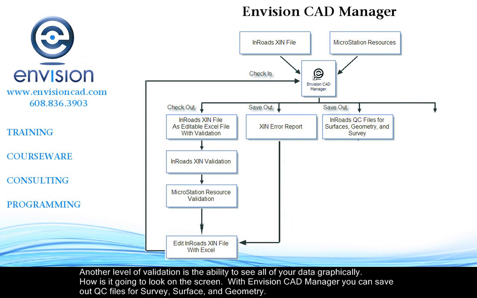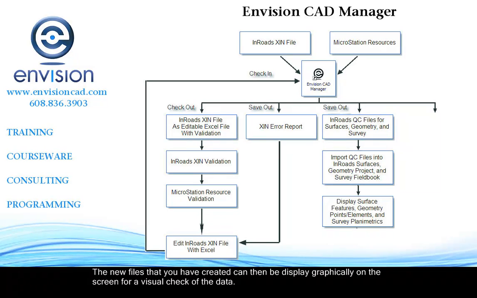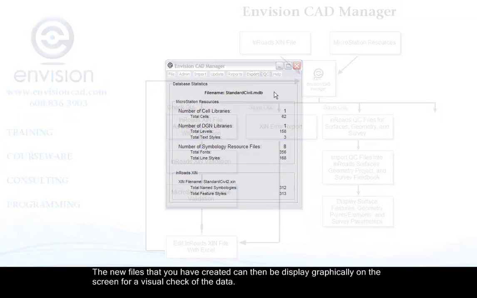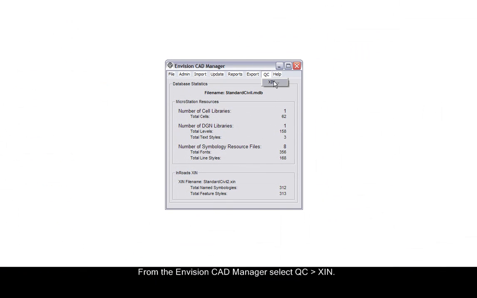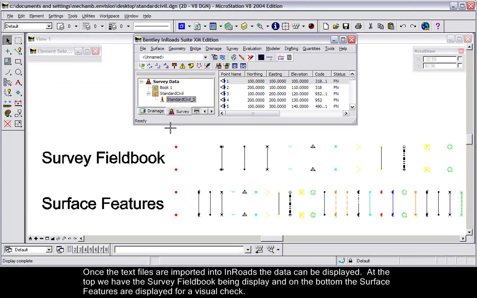Validation is also available using QC files. QC files are simple text files that can be imported into InRoads. Once the files have been imported, they can be displayed graphically on the screen for visual check. From the Envision CAD Manager, select QC XIN. The options for creating the QC file include starting position and interval settings for the data. Each file is a simple text file, comma delimited format.